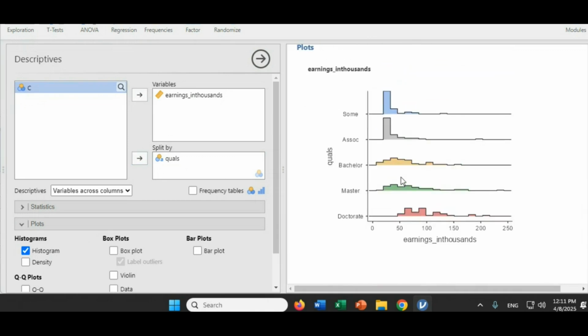See, Jamovi is a very wonderful tool. You can continue to use it even after you finish this class. Okay, very nice. So that's plotting. So let's go back to our slides.